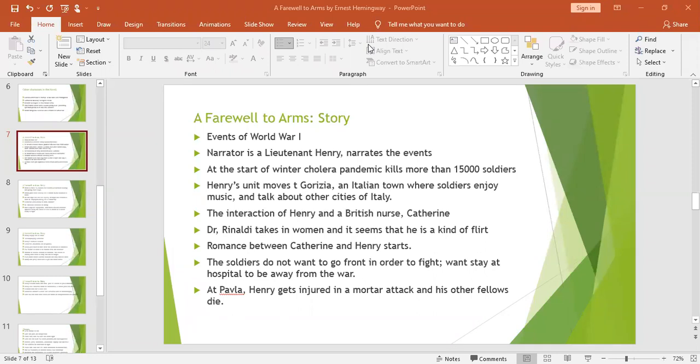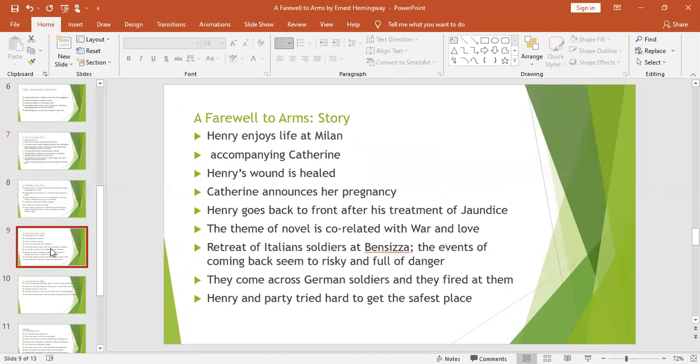So at Plava, Henry gets injured in a mortar attack, and his other fellows die. Basically, we come to know that the dangerous war is going on, and the protagonist Henry got injured at the same time. So these are the events of war. We come to know about these events of war.